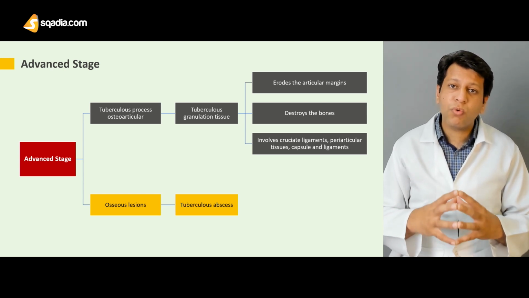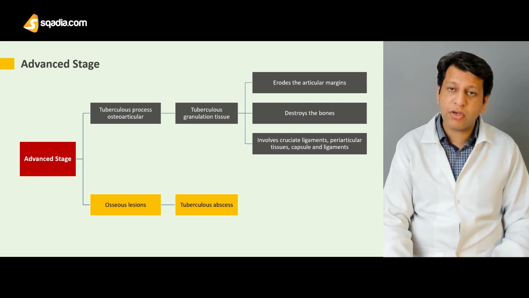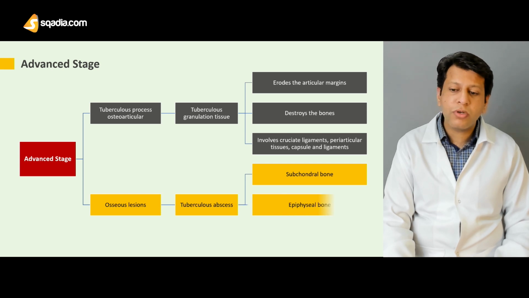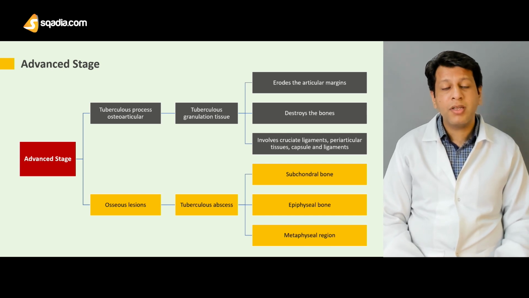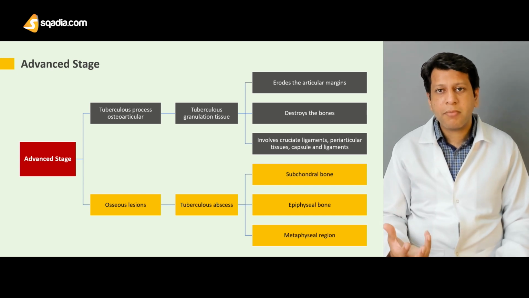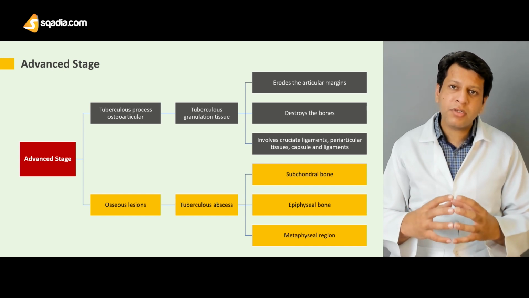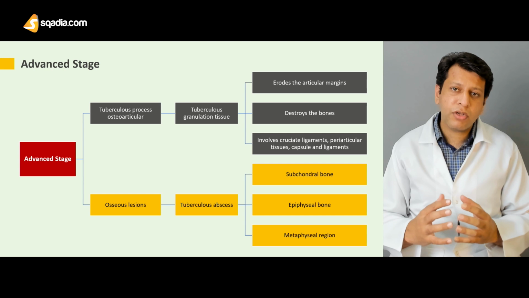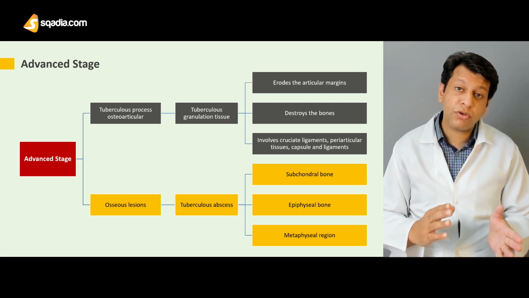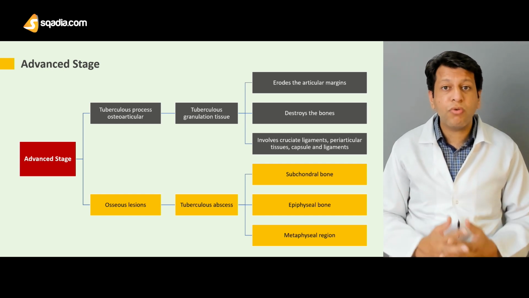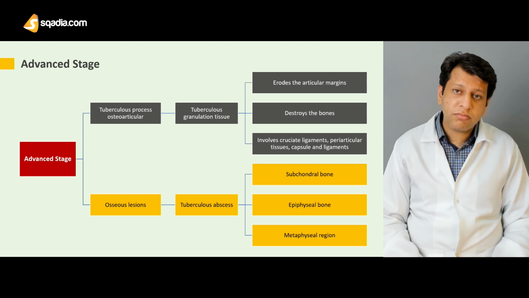Therefore, this kind of cold abscess is usually found with Mycobacterium tuberculosis. It usually involves the region of the subchondral bone. It may involve the epiphyseal bone or even the metaphyseal region as well. And at times it's very difficult, because if, for example, the tuberculous abscess is in the metaphyseal region and it's an indolent abscess, then it becomes difficult to differentiate from chronic osteomyelitis, or chronic osteomyelitis of another bacteria which has very low virulence.